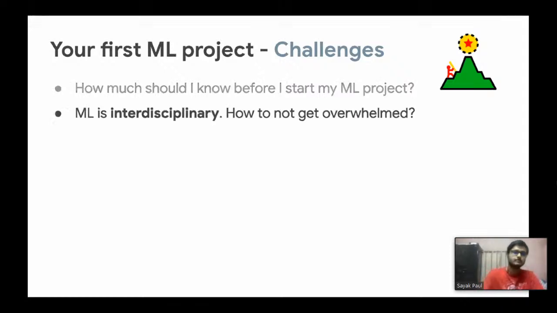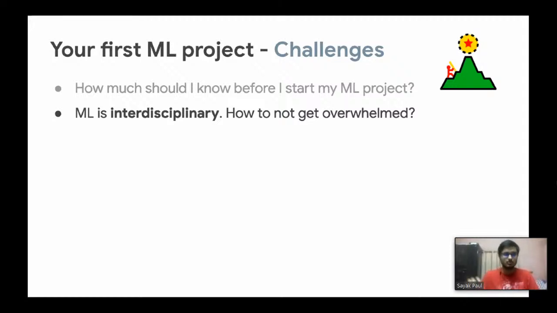So the second challenge is, I already mentioned that machine learning is quite interdisciplinary, right? You have data science, you have linear algebra, you have programming and stuff like that. So how you should prioritize your learning experience in the first place. Do you need to be an absolute master of computer programming? Do you need to be an absolute master of statistics? Do you need to be an absolute master of linear algebra and stuff like that?